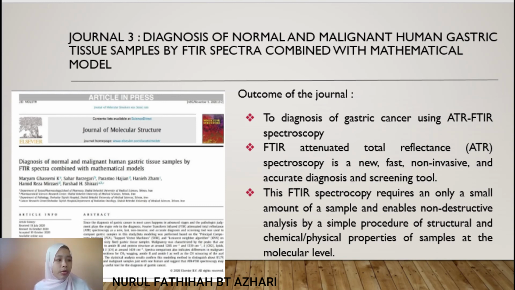Data modeling was performed based on Principal Component Analysis (PCA), Support Vector Machine (SVM), and K-nearest neighbor algorithm (KNN) on the spectra of 60 fixed gastric tissue samples. This FTIR spectroscopy requires only a small amount of a sample and enables non-destructive analysis by a simple procedure of structural and chemical or physical properties of samples at the molecular level.